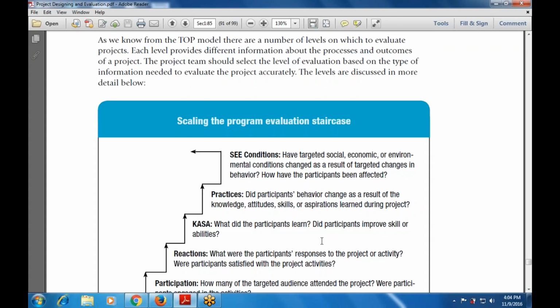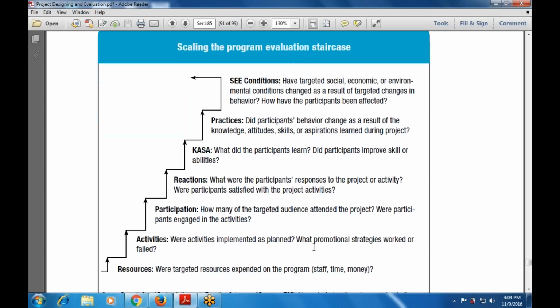Then reactions: what were the participants' responses to the project or the activity? Were the participants satisfied with the project activity? Then participation: how many of the targeted audience attended the project? Were the participants engaged in the activity? Then activities: were the activities implemented as planned, and did the promotional strategies work or fail? Then what are the various resources used with the program, that includes staff, time and money.